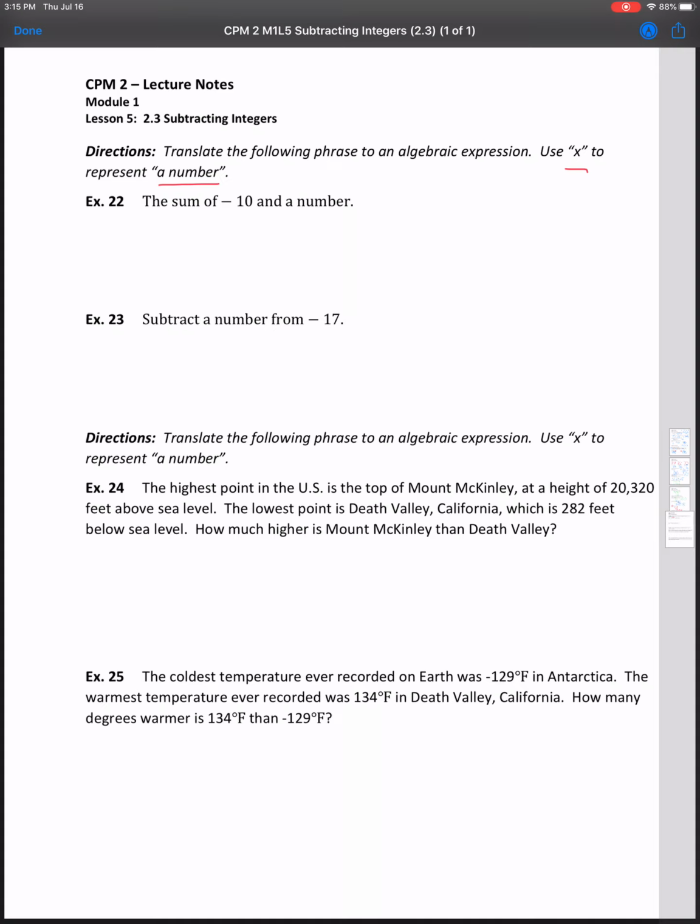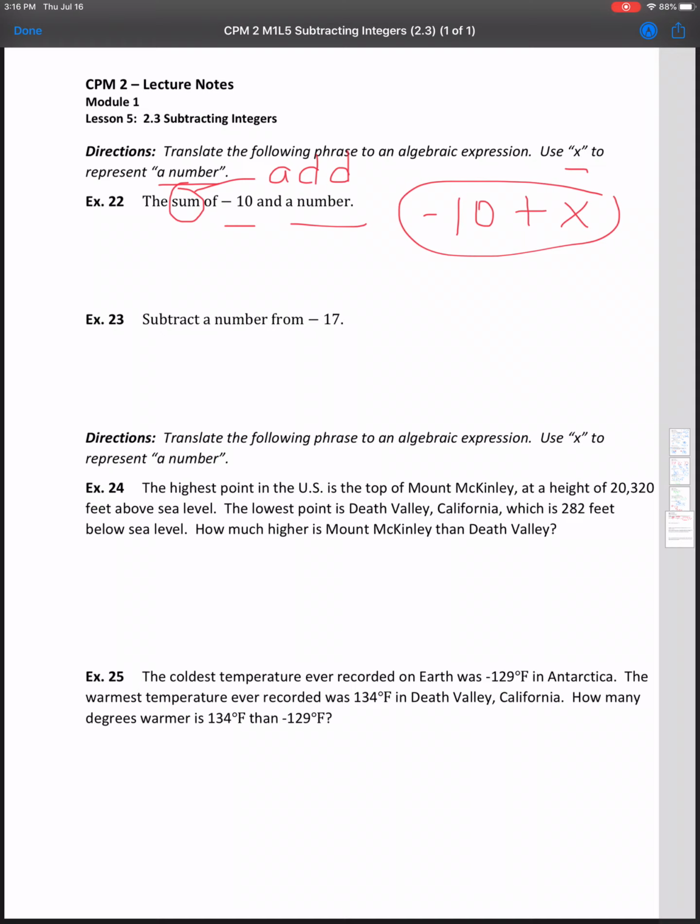So if they want me to write this as an expression, first of all, expressions don't have equal signs, so no equal signs here. But we need to know what this word sum means. Remember, the word sum means to add, right? So if they want me to add negative 10 and something I don't know, wouldn't that just be negative 10 added to something I don't know? Okay, x is the thing I don't know.